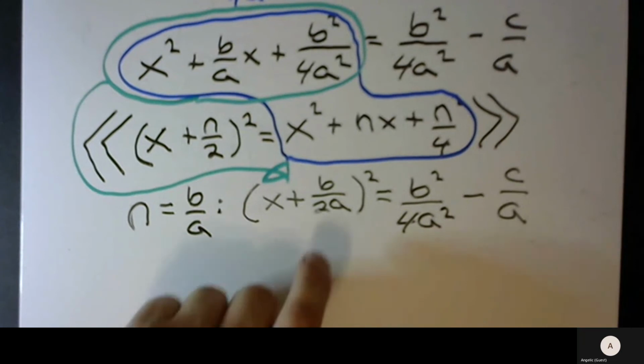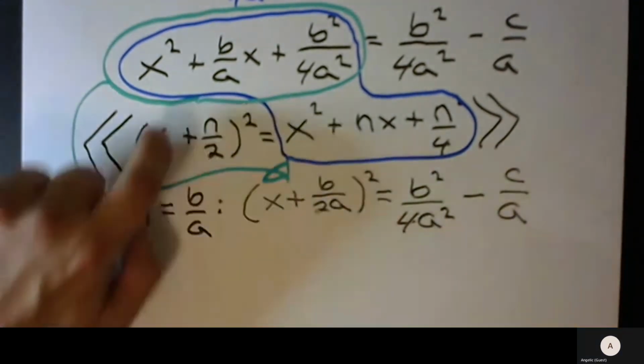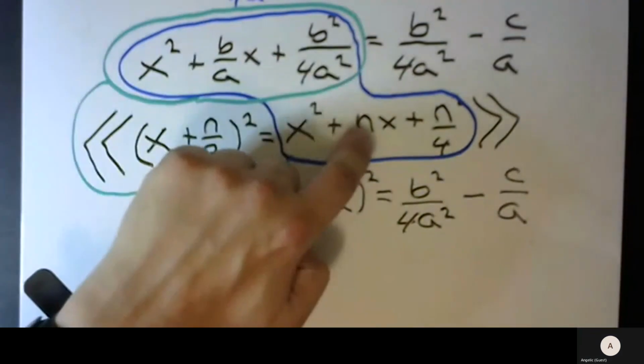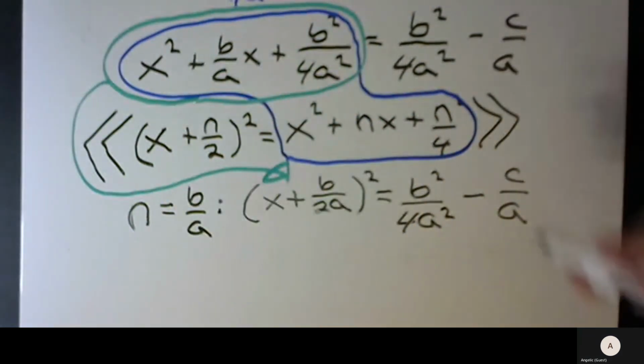What the darker blue is going to do, it's where we identify what n is. So b over a in front of x, n in front of x. This is an n squared here.